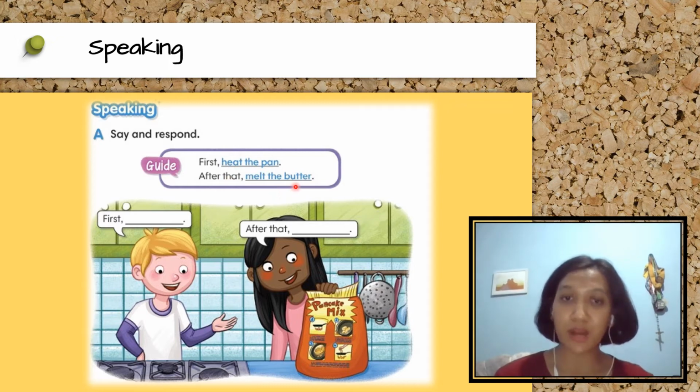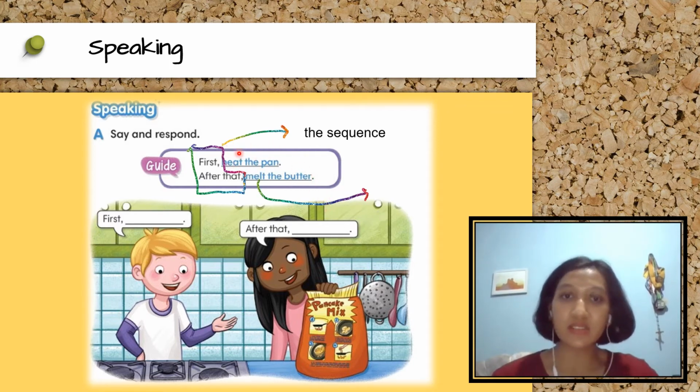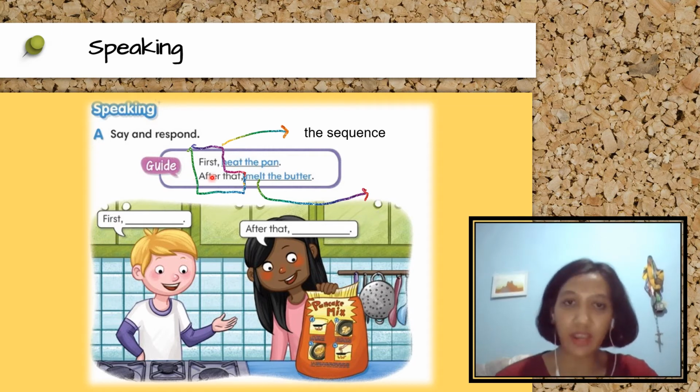So remember about the language focus for this chapter. The first thing you do is this one. You will mention the sequence, and then after mentioning the sequence, you will mention the instruction. Can you practice now?